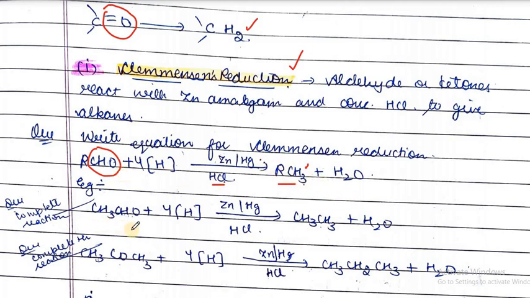In a particular example, suppose it is CH3CHO, then with nascent hydrogen, instead of C=O, we will have two hydrogens, one is already present, so CH3CH3, ethane is formed. Similarly, in this case 3 carbons are there, so an alkane of 3 carbons, that is propane, is formed. So Clemmensen reduction is the reduction of aldehydes or ketones with zinc amalgam and concentrated HCl.